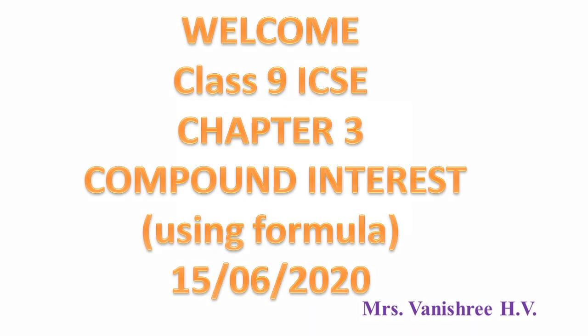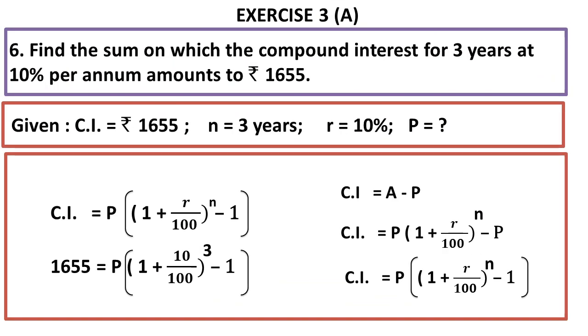Question number 6. Find the sum on which the compound interest for 3 years at 10% per annum amounts to Rs 1655. In this question, compound interest is given as Rs 1655 and n, the number of years, is equal to 3. Rate of interest is 10% per annum and we have to find principal, the sum.